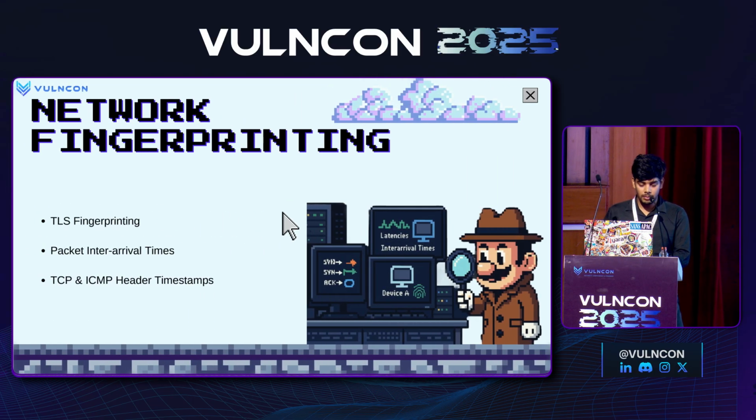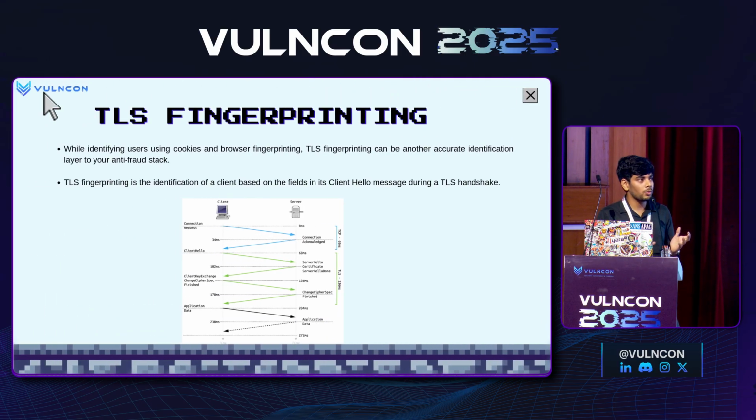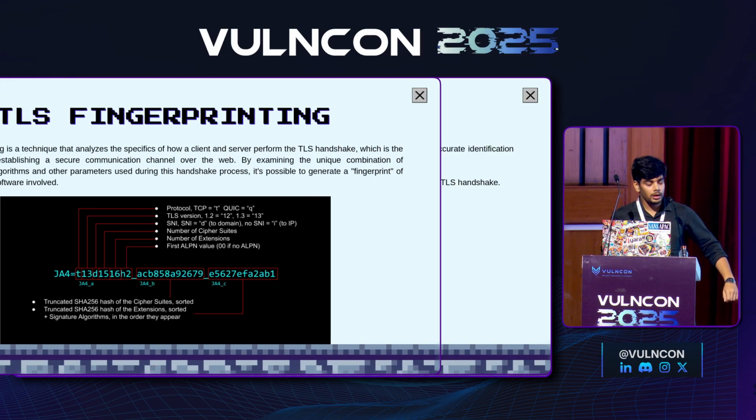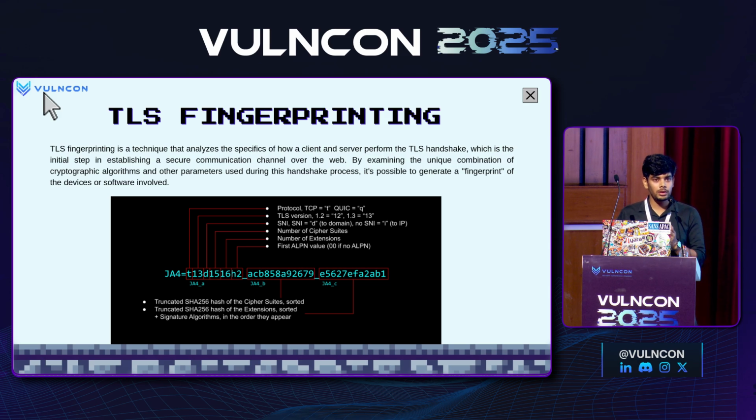Then comes the network fingerprinting part. So we have mainly three parts: the TLS fingerprinting, the packet interarrival times, the TCP and ICMP header timestamps. We will be talking about the TLS fingerprinting. So we all know what a TLS handshake is. It's the initial communication between the server and the client when it starts the encrypted communications. Now each server and client communication starts with a TLS handshake. Using these handshakes, we extract information out of those packets before the encrypted communications actually start. So now this is a JA4 fingerprint that commonly comes with Suricata.